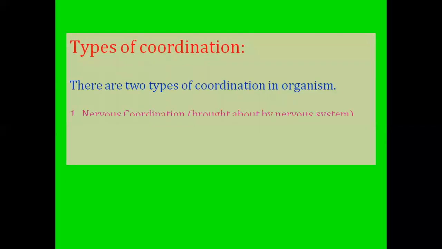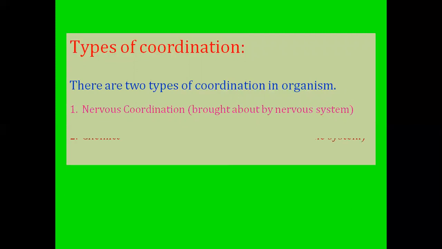Now we will do types of coordination. There are two types of coordination in organisms. Number one is nervous coordination and number two is chemical coordination. Nervous coordination is done by the nervous system, and chemical coordination is done by the endocrine system. Is it clear? There are two types of coordination in organisms, nervous coordination and chemical coordination.